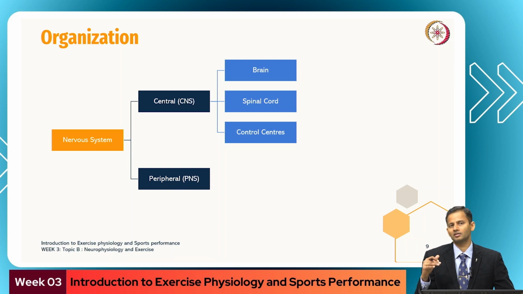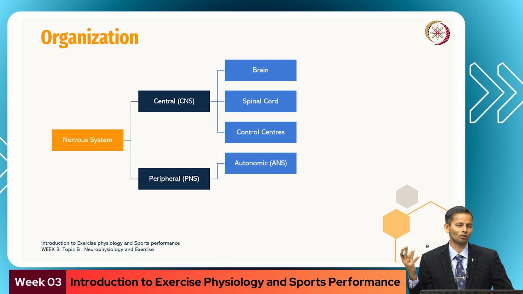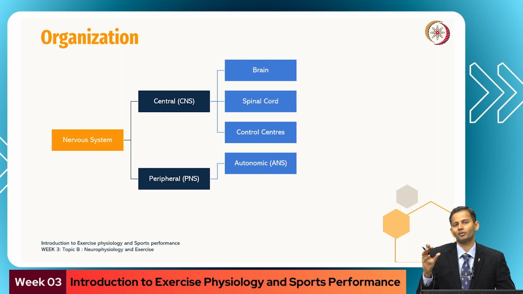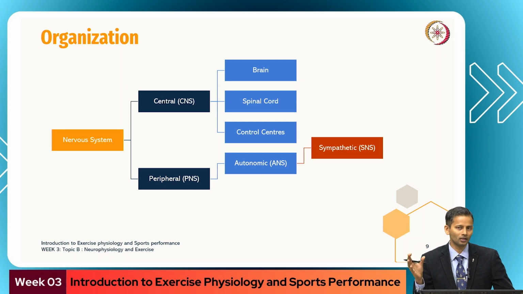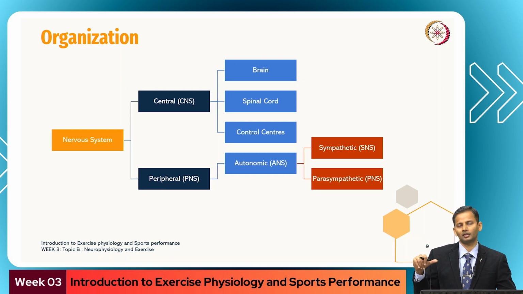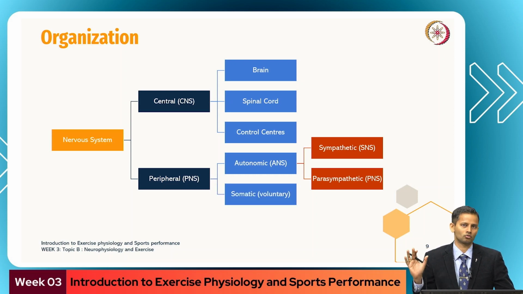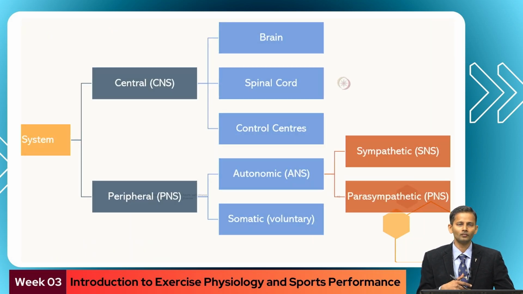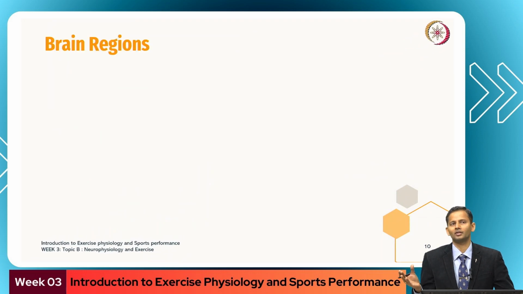The peripheral nervous system is further divided, based on the output, into involuntary and voluntary, right? So, you have the autonomic nervous system, which performs the involuntary functions of the body. Further, the autonomic nervous system is divided into sympathetic nervous system and parasympathetic nervous system, and these two are generally antagonistic in most of the tissues. The other voluntary aspect is called the somatic nervous system, which is your voluntary motor nerves. So, this is the overall organization of the nervous system.